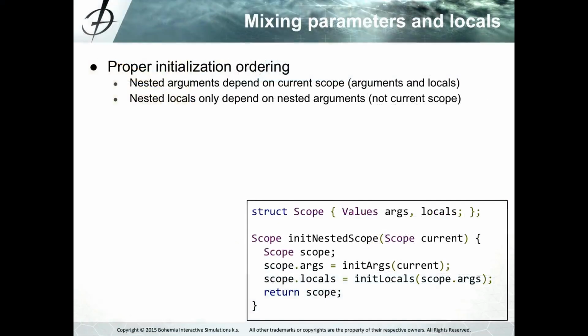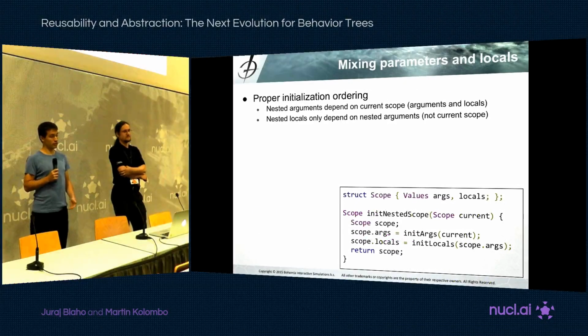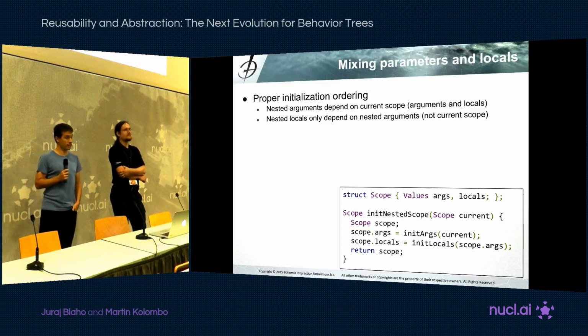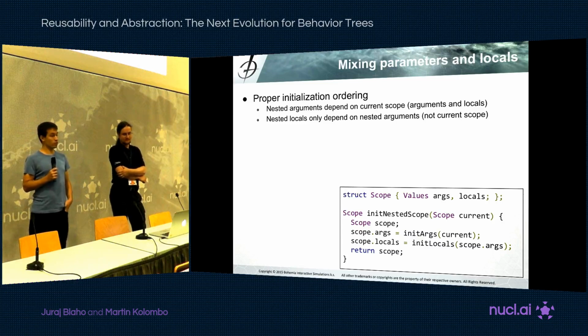have the ordering right. So at the code sample we can see we have some kind of scope for a tree, which means it's a set of arguments and local variables. And to initialize nested scope arguments, we can use the whole scope of a current tree. But to initialize locals, we can only use the nested arguments, because we don't want to propagate symbols from the outer trees.